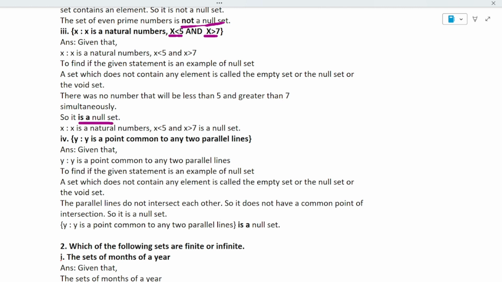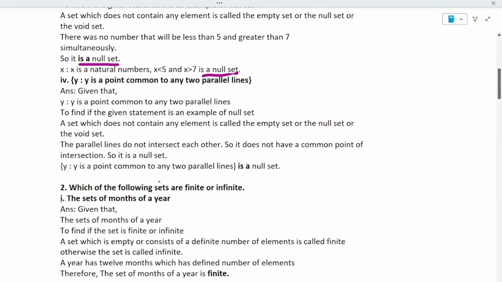If we consider X is less than 5, we should take 1 to 4, as we all know. They have not given equal to, so don't take 5. And they have given X is greater than 7. For X greater than 7 together with less than 5, no elements are there, so we consider it to be a null set. So we will write in the statement that it is a null set.